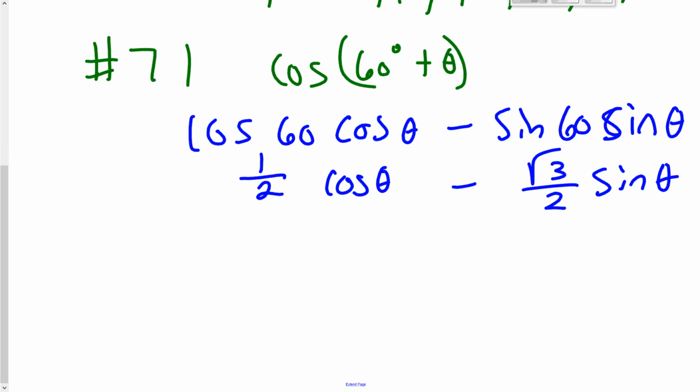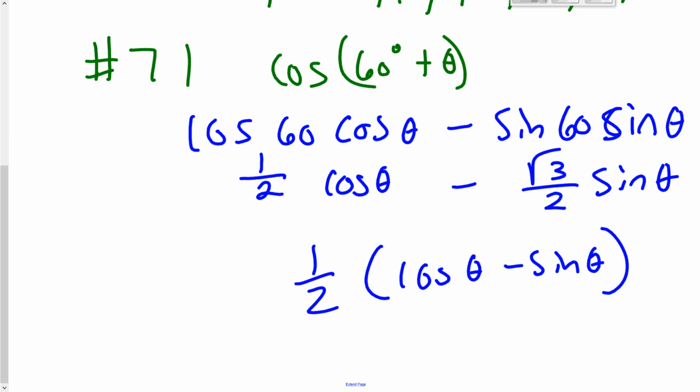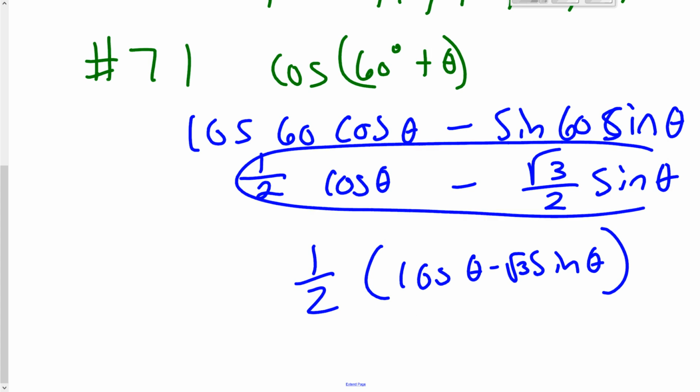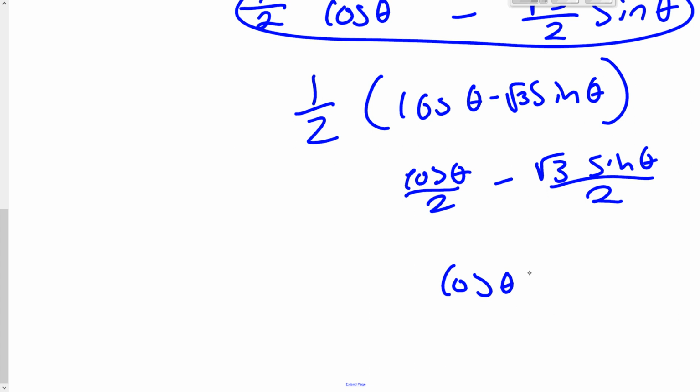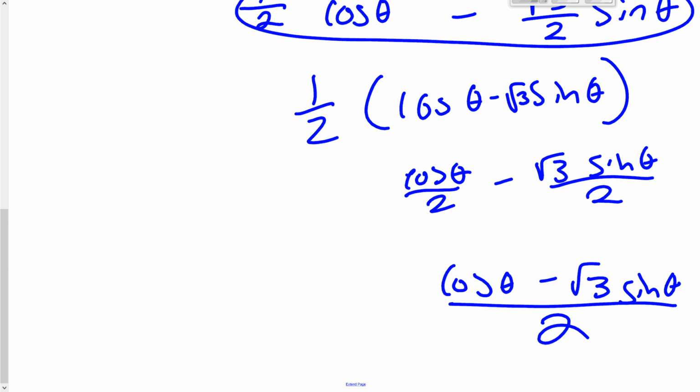We can write this, basically we could factor out a 1/2 if you want to, because they both have 1/2 in it, divided by 2. Cosine of theta minus √3 sine of theta, because that √3 is in the numerator. You could leave it just like this, that's fine too. You could write it as cosine of theta over 2 minus √3 sine of theta all over 2. You could use it as a common denominator. Any of those answers will do.